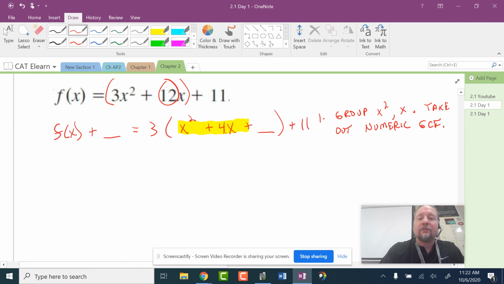What's half of the middle term? 2. What's 2 squared? 4. You've just created a perfect square trinomial. But whatever you do to the one side, you do to the other.